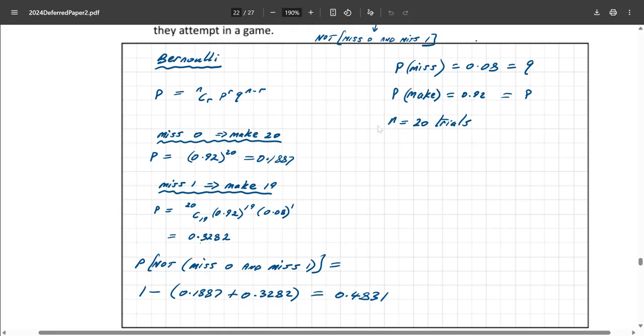0.08 is the miss. A miss is usually called Q, and a success is called P in the formula. So that's where they're coming from. So there's your formula, 20C19, 0.92 to the power of 19, 0.08 to the power of 1. You work that on your calculator and you get 0.3282.